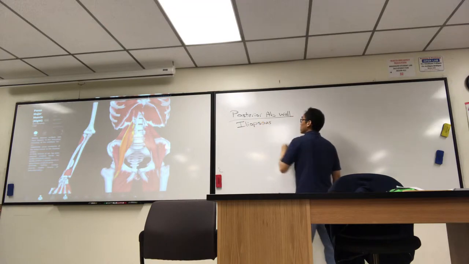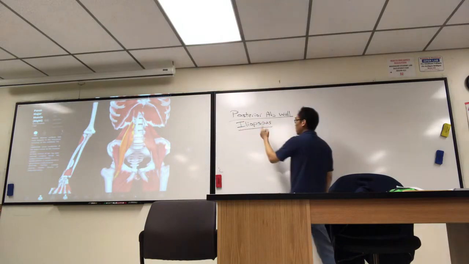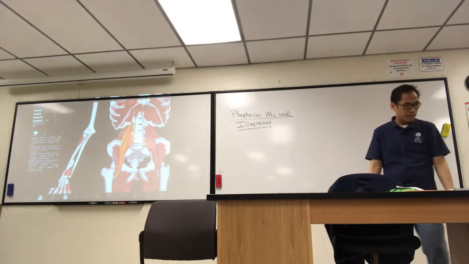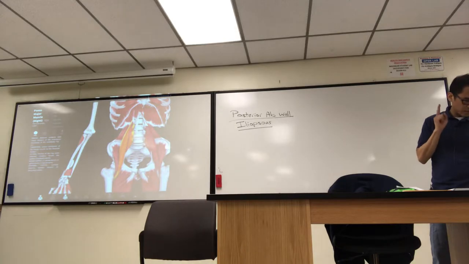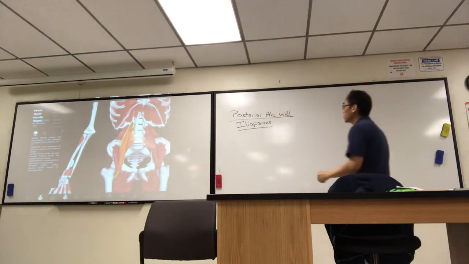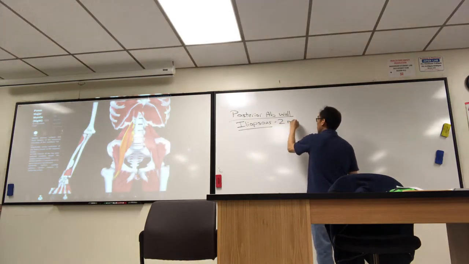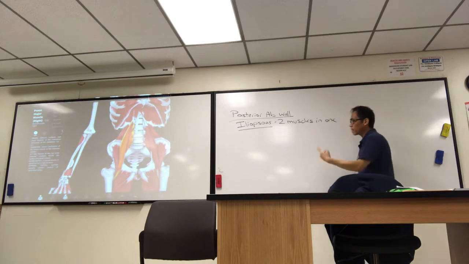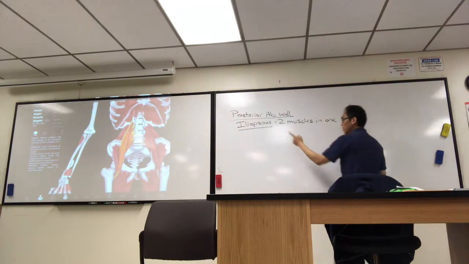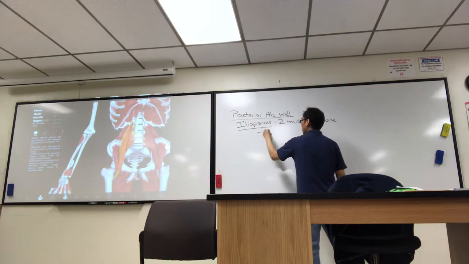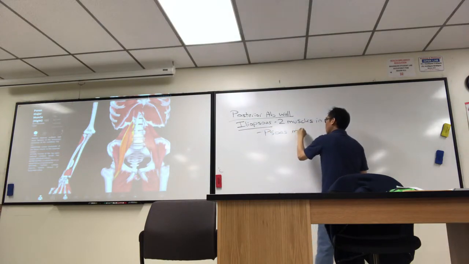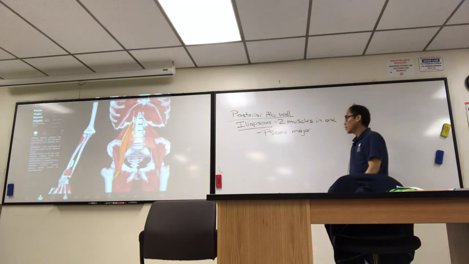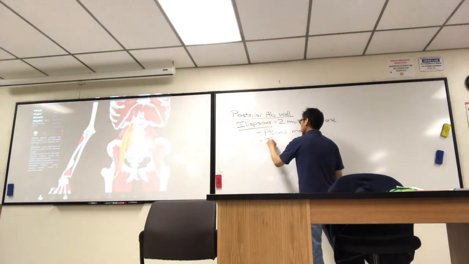Iliopsoas. The P is silent, so don't say iliopsis, it's iliopsoas. And it's basically two muscles in one, the psoas major and the iliacus. And since I do expect you to identify which of the two, that's the psoas major what's highlighted. There is a psoas minor, but it's not on your study list. Don't worry about it.